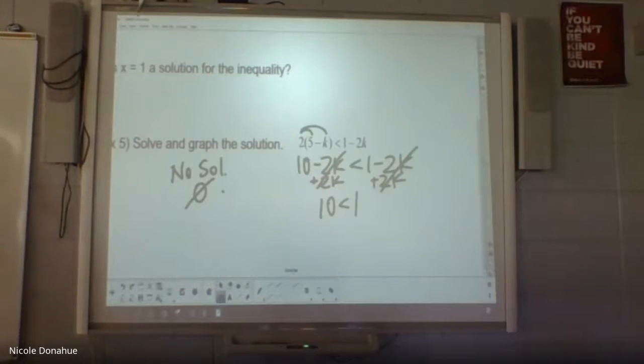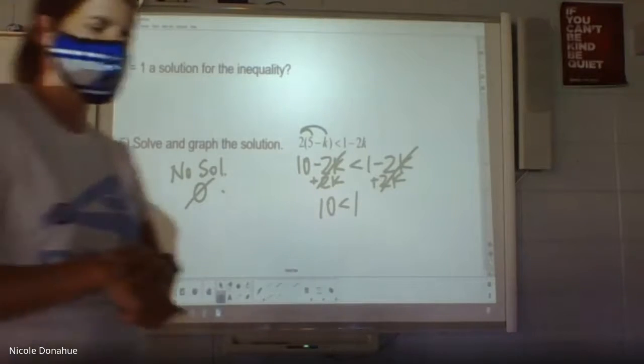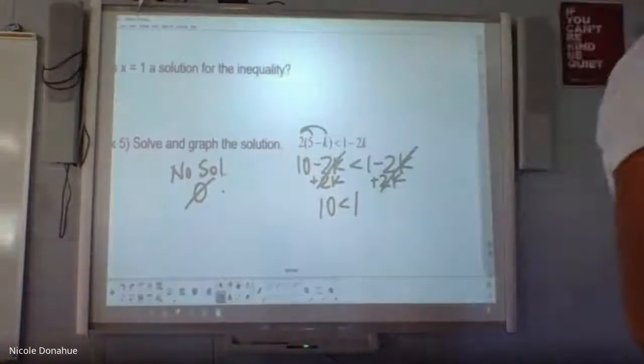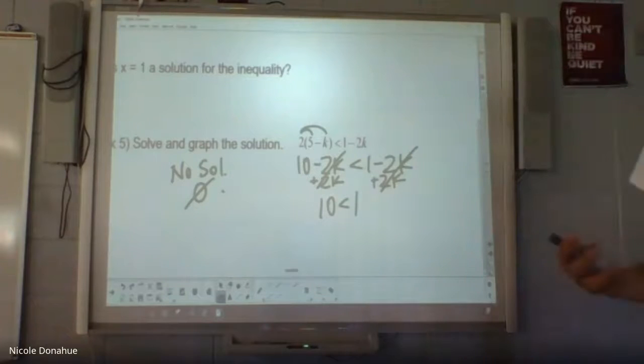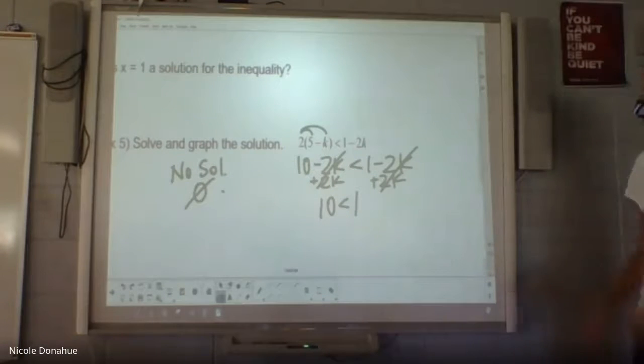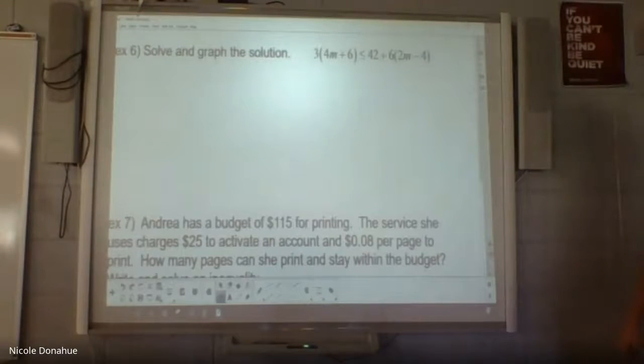So this one's no solution. Just kind of watch out for those. It's the other thing other than multiplying and dividing by a negative that makes these a little bit more tricky. All right, let's go to this next one.